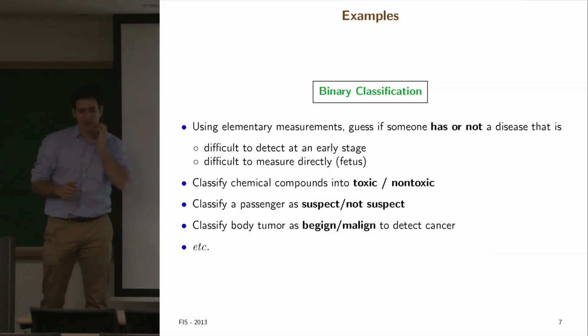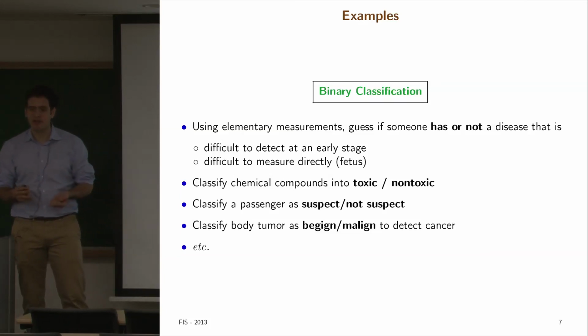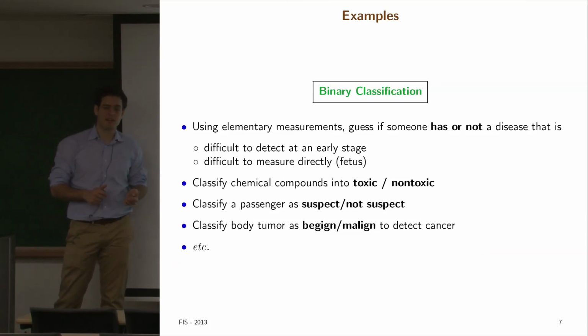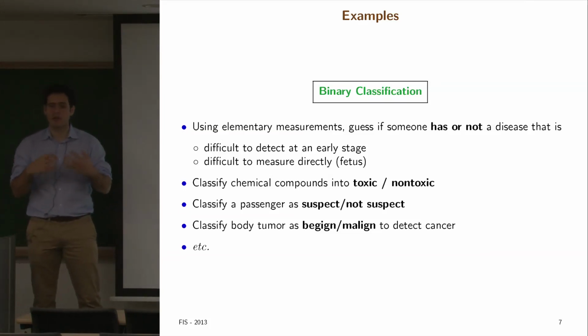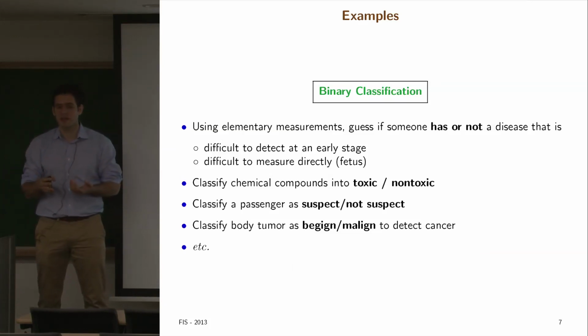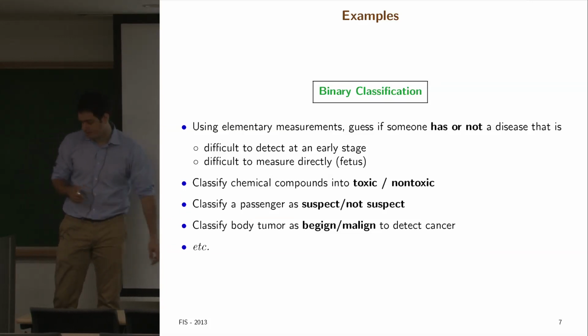So pharmaceutical companies might be interested in this, which is called virtual screening. When they have candidates of molecules for medicines, they want to know very quickly which ones might be toxic or not. So that's a binary classification task. In an airport, if you want to be able to screen passengers efficiently, then you might want to have an automated system that can directly classify passengers as maybe suspect or not suspect to speed up checking procedures, etc., etc.